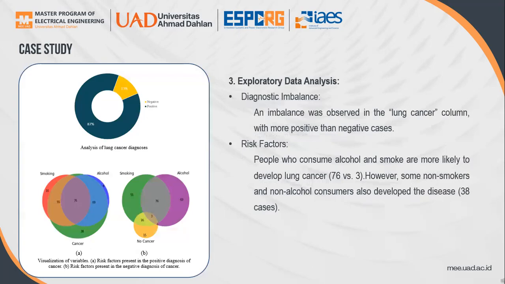3. Exploratory data analysis. Diagnostic imbalance. An imbalance was observed in the lung cancer column, with more positive than negative cases. Risk factors. People who consume alcohol and smoke are more likely to develop lung cancer, 76 versus 3. However, some non-smokers and non-alcohol consumers also developed the disease, 38 cases.